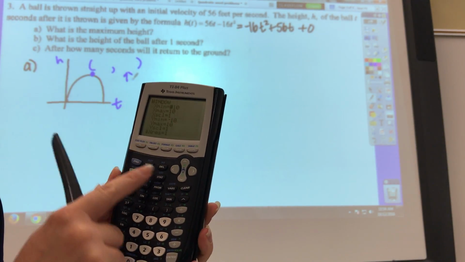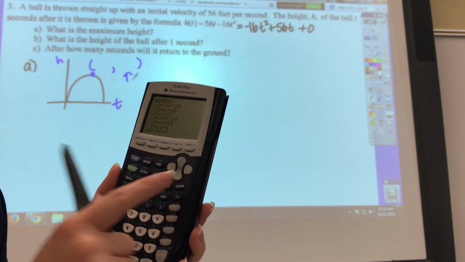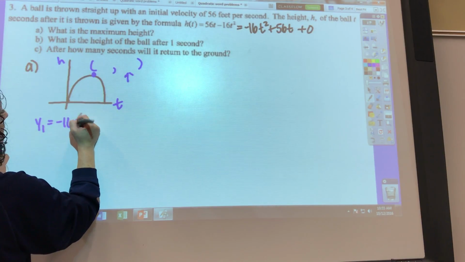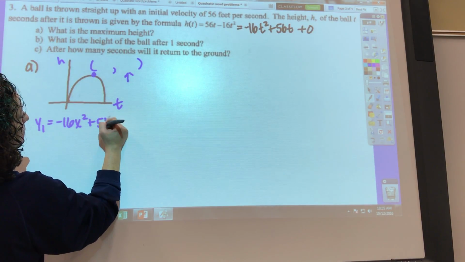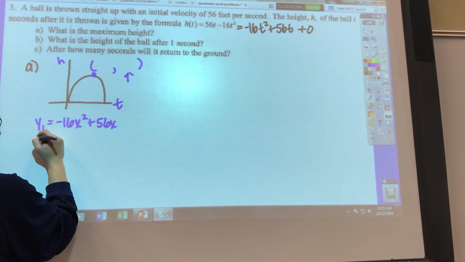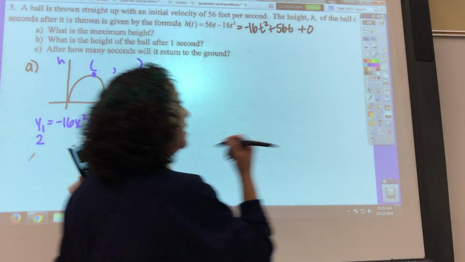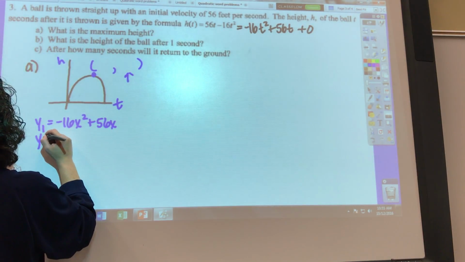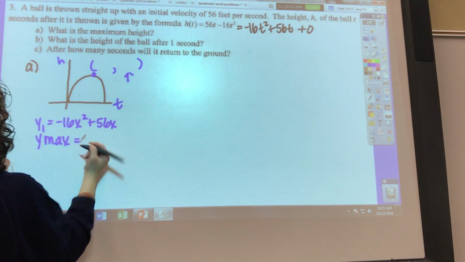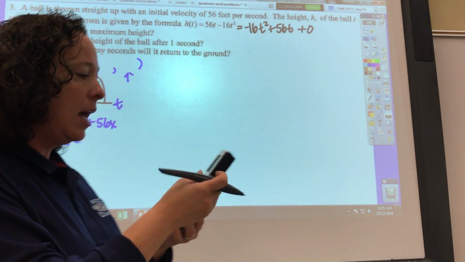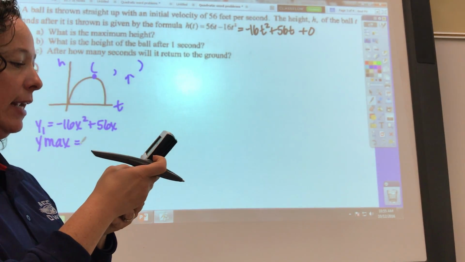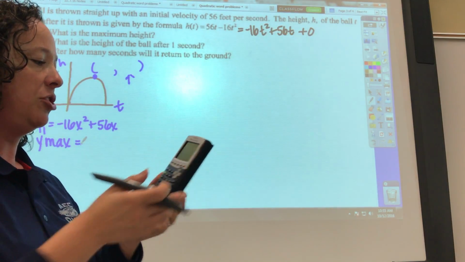So I'm going to go to window and change my Y max. So Y1, I put the function. And then I'm going to hit graph. And then I'm going to change my Y max to something larger. If you were in here, I'd ask you, what do you want to change it to? I'm thinking, we're already up to 10, so maybe change it to 20. Oh, let's do 30. Let's just do 30.